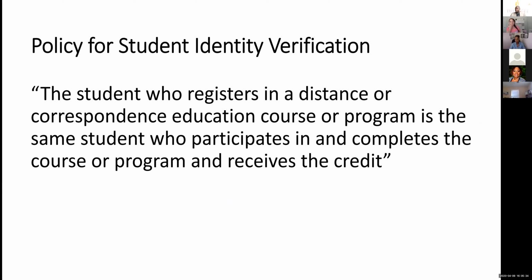So at the heart of this student verification policy is the fact that schools have to demonstrate, or be able to demonstrate, that the student who registers in a distance learning course is the same student who participates in and completes the course program and receives the credit, not some person hired for pay online, taking the class on their behalf. So, student identity verification.